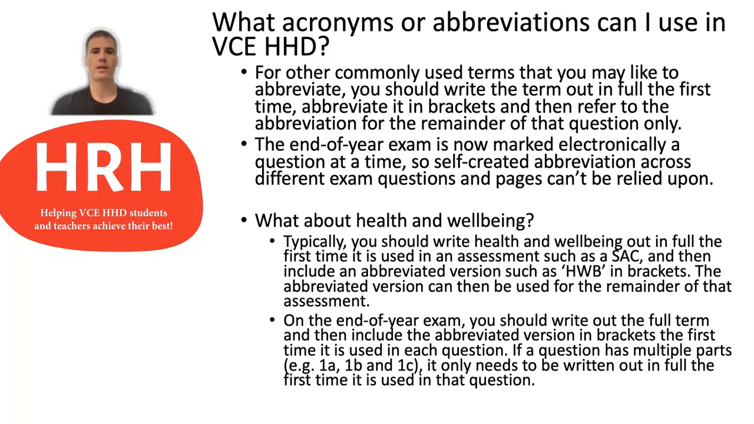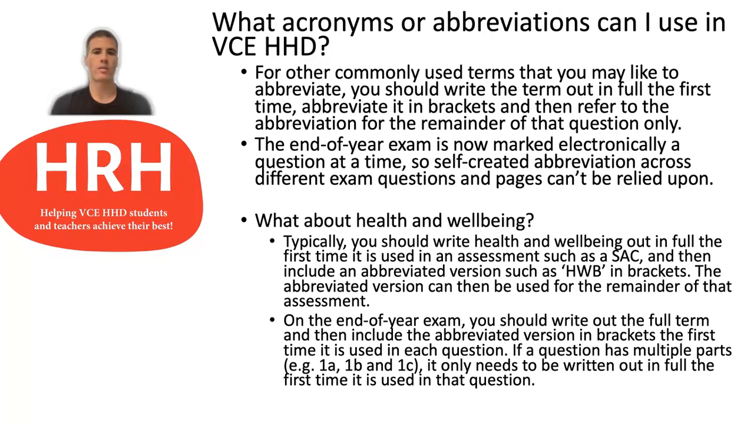So for other terms that aren't within the study design or common scientific abbreviations, you should first write this term out in full and then abbreviate it in brackets and then refer to that abbreviation for the remainder of that question only, particularly if you're in the end of year exam, because that's marked electronically a question at a time. So if you do use a self-created abbreviation or acronym, it can't be relied upon to being understood across multiple questions because they're marked a question at a time electronically by assessors at the end of the year.